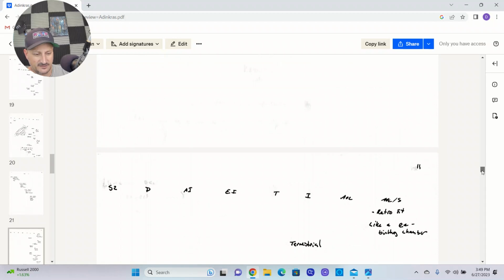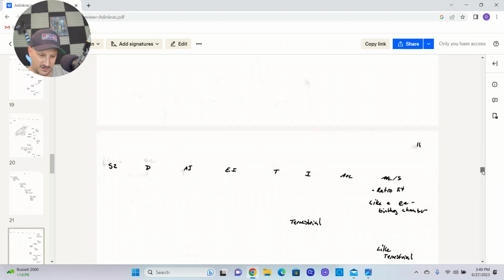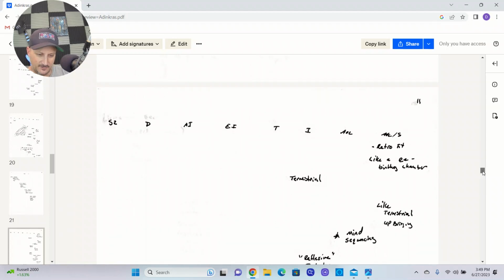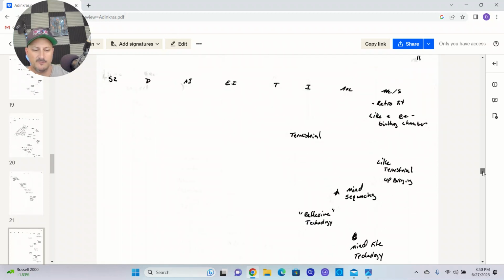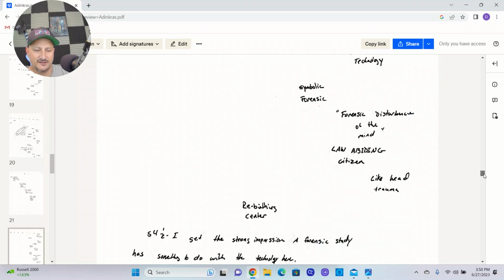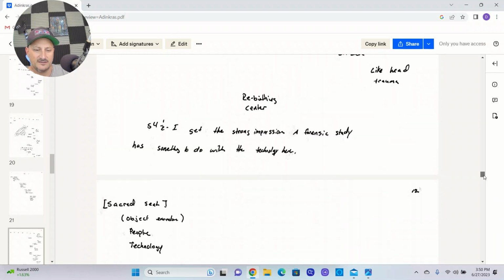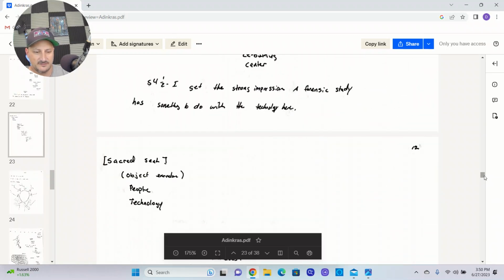Terrestrial. AOL signal. Retrofit. Like a rebirthing chamber. AOL signal. Like terrestrial upbringing. AOL mind sequencing. Okay. Reflexive technology. Symbolic. Forensic. Gosh, let me get this out of the way. Okay, symbolic, forensic.